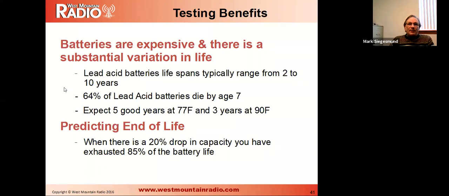So the guy who's got a battery sitting outside his garage or something like that down south is going to have much more of a problem with life on that battery than the guy who's keeping it in his basement. Typically, when the battery capacity has dropped about 20%, then you've probably exhausted 85% of the battery. That's when we tell people to get a new battery, because it's a matter of months before that thing's going to quickly drop off. Now it's going to go from 20 to 50 very quickly.